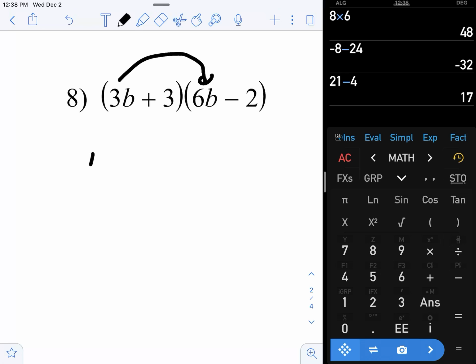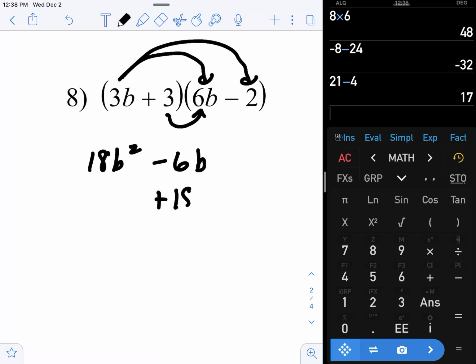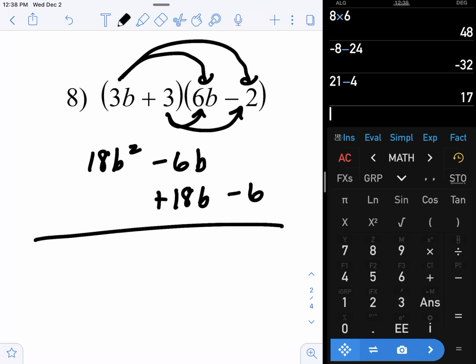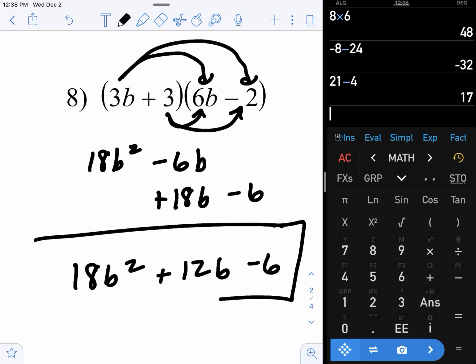Three b times 6b, 18b squared. 3b times negative 2, negative 6b. 3 times 6b plus 18b. 3 times negative 2 minus 6.